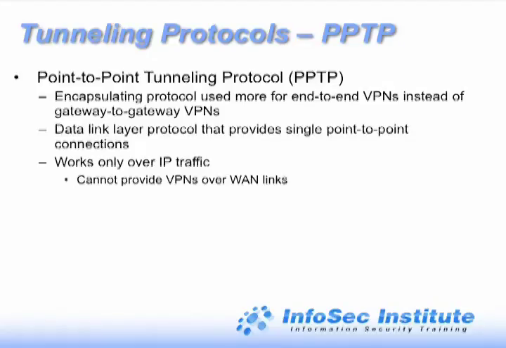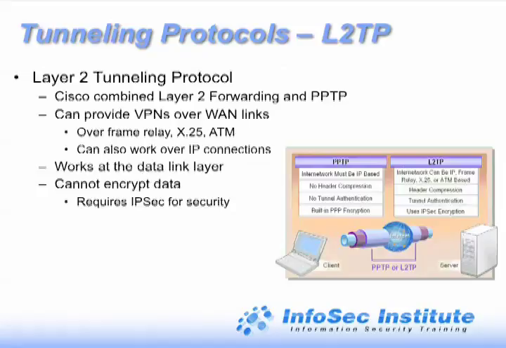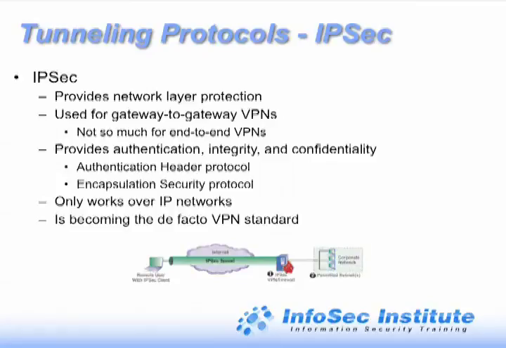Layer 2 Tunneling Protocol basically combines Layer 2 Forwarding and PPTP. It can provide VPNs over WLANs, and works at the data link layer. It cannot encrypt data and requires IPsec for security. IPsec provides network layer protection and is used for gateway-to-gateway VPNs. It provides authentication, integrity, and confidentiality, and the reason it does that is because of the encryption portion. It only works over IP and is becoming the de facto VPN standard.